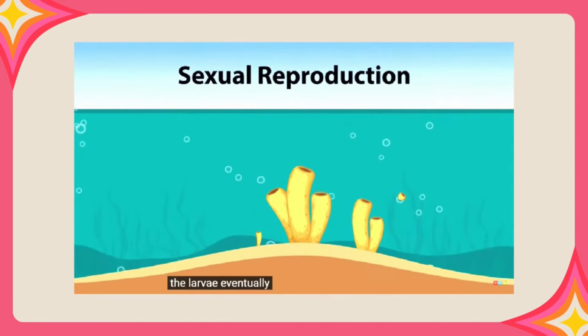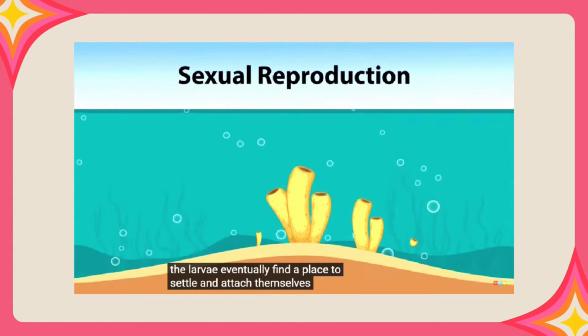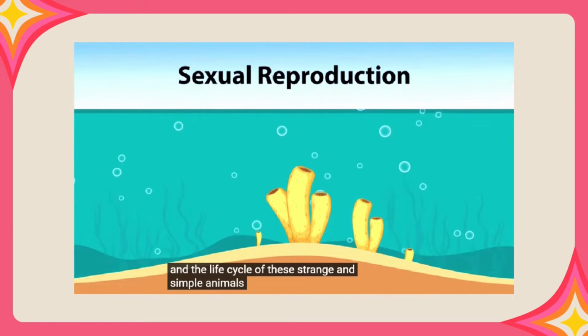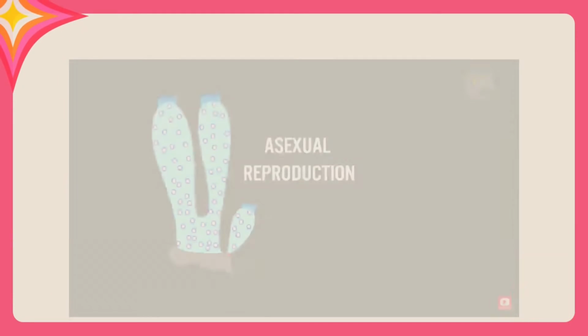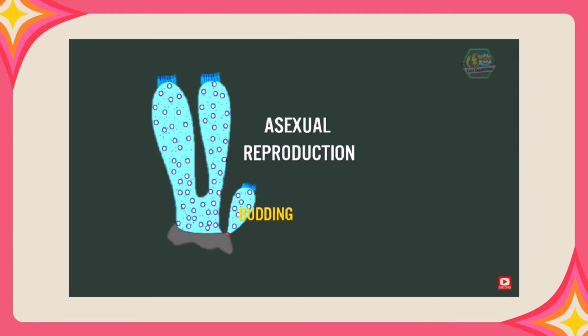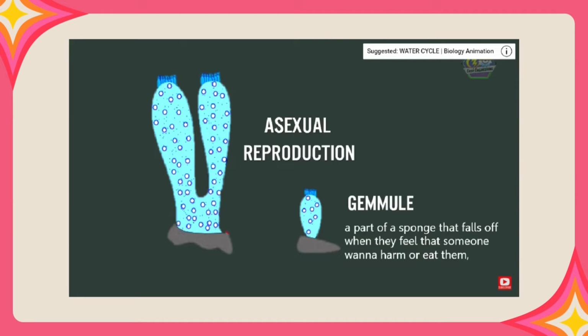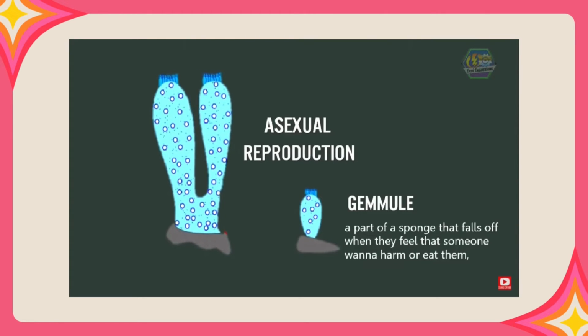The larvae eventually find a place to settle and attach themselves to the sea floor, and the life cycle of these strange and simple animals continues. Asexual reproduction in sponges is through budding, where a small piece of sponge falls off of the main sponge and grows into a new one, also called a gemmule. It is a part of a sponge that falls off when they feel that someone wants to harm or eat them, so that they still live even if their main body dies. In other words, they have tremendous regenerating powers.